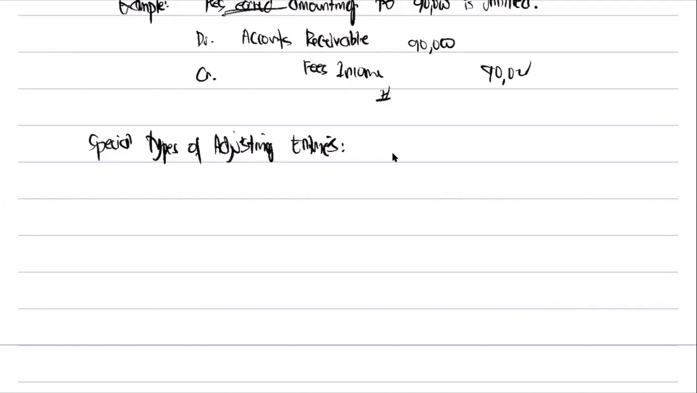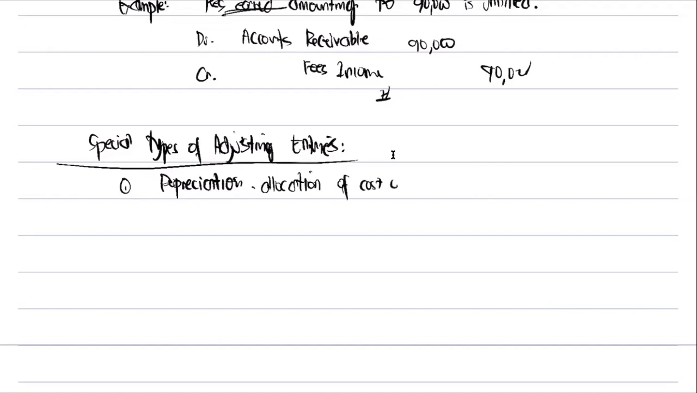So special types of adjusting entries wherein we will not follow the rules based on your amount in your deferrals and your accruals. So here, first one is your depreciation. So what is your depreciation? Your depreciation is the allocation of cost of the asset over its useful life.